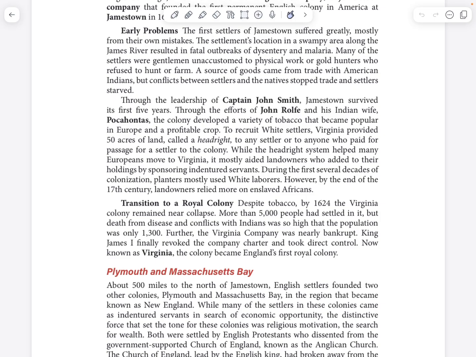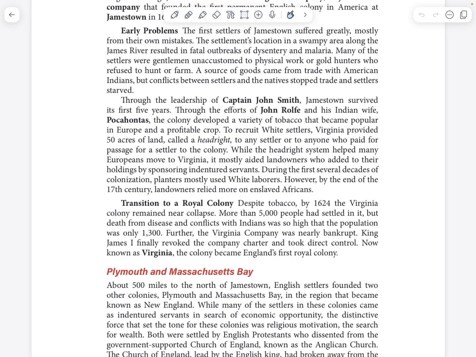To recruit white settlers, Virginia provided 50 acres of land, called a head right, to any settler or anyone who paid for passage for a settler to the colony. While the head right system helped many Europeans move to Virginia, it mostly aided landowners who added to their holdings by sponsoring indentured servants. During the first several decades of colonization, planters mostly used white laborers. However, by the end of the 17th century, landowners relied more on enslaved Africans.